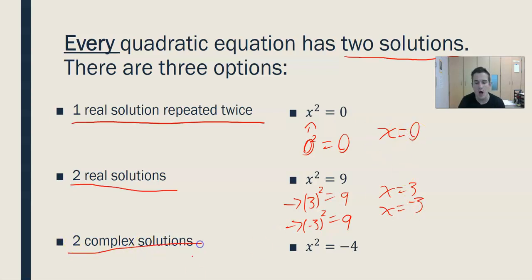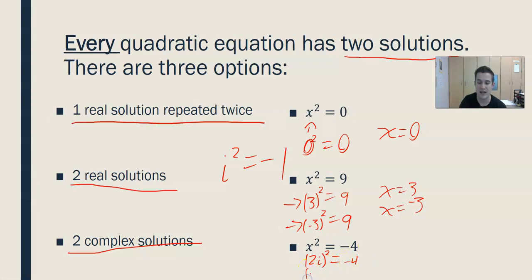Down here, the last option that we could potentially see is two complex or imaginary solutions. So if I have x squared is equal to negative 4, what number would I put in for x to give me a negative? Well, if you remember back to the first try of Math 2 when we were talking about imaginary numbers, when I square an imaginary number, I get a negative number. So right here, if I were to take 2i squared, that would give me 4i squared, or in other words, negative 4.